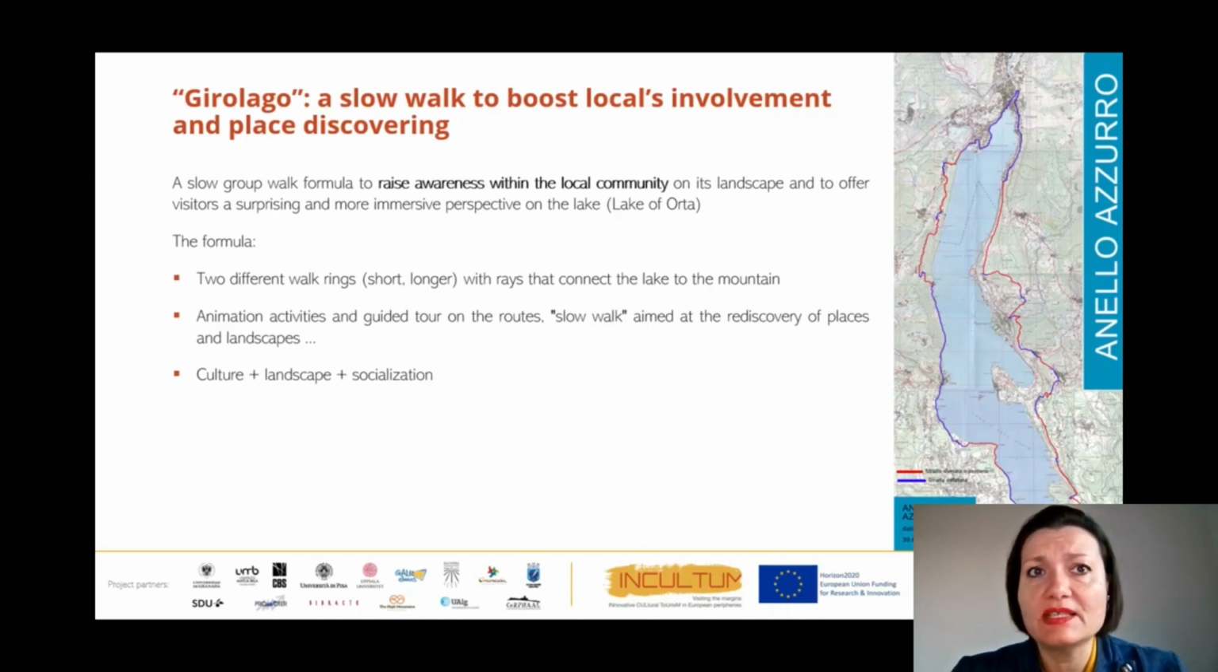Animation, activities and guided tours on the routes, slow walks aimed at the rediscovery of places and landscapes, together with visits to cultural attractors, unexpected views over a breathtaking landscape, and the possibility for participants to socialize. These are the ingredients of Girolago. The next slides give us some self-explanatory images about the formula.